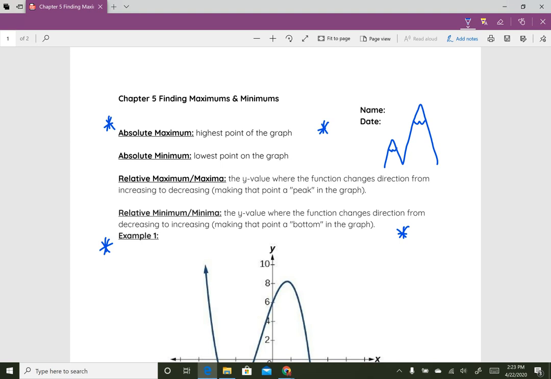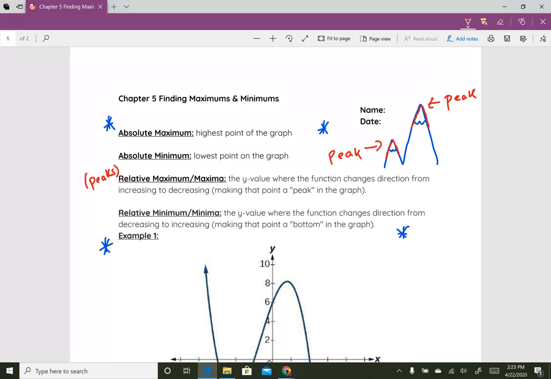The relative maximum, well, I want you to think about that as a peak. Here's why I want you to think about it as a peak, right? A peak would be something that looks like this. A relative maximum is anywhere the graph changes direction from increasing to decreasing, right? It goes up and then it comes down. So here I would have another peak, right? A peak of the mountain range.